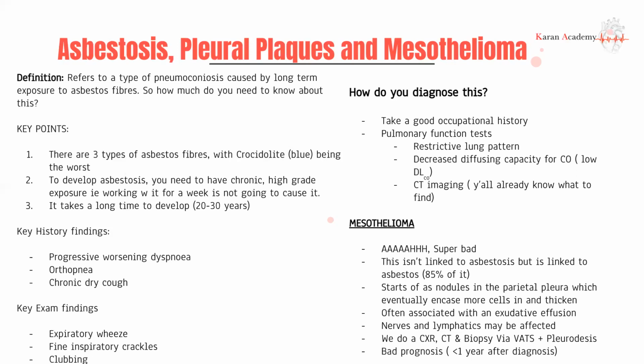You can then do a chest X-ray, CT, and then do a biopsy via VATS and pleurodesis. So remove part of the pleura. However, mesotheliomas have a really, really bad prognosis with an average life expectancy of usually less than a year after diagnosis. So obviously, it's one of those really bad cancers.